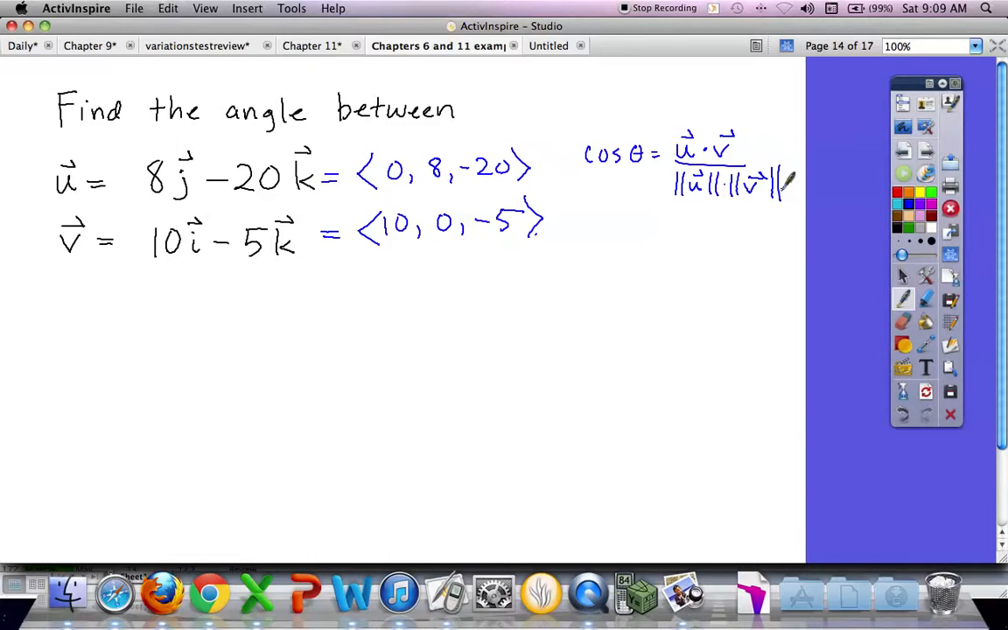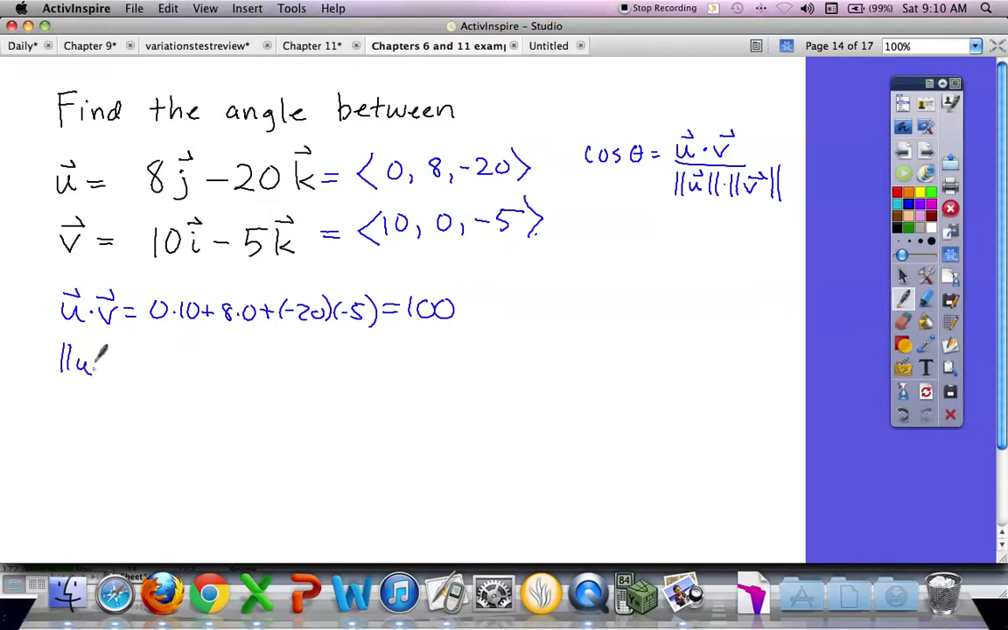So let's do our calculations. u dot v is 0 times 10 plus 8 times 0 plus negative 20 times negative 5, which is positive 100. Right?